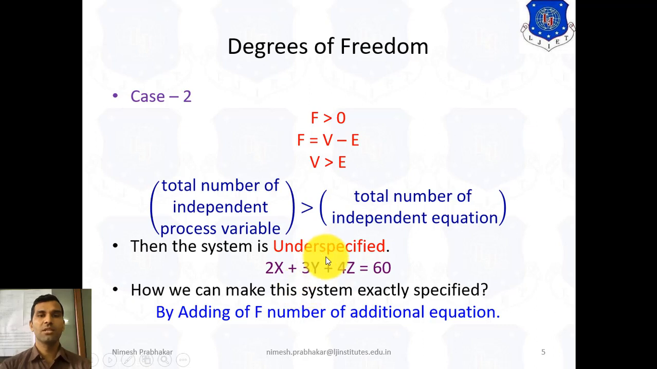So to make this system exactly specified, we have to add f number of equations, that means degrees of freedom number of equations, because here the total number of variables is 3 minus 1. So f number of equations, that means here 2. If we add 2 equations in this system, we can find the solution of this system. So this is the second case. Here v is greater than e, and this case is known as underspecified.